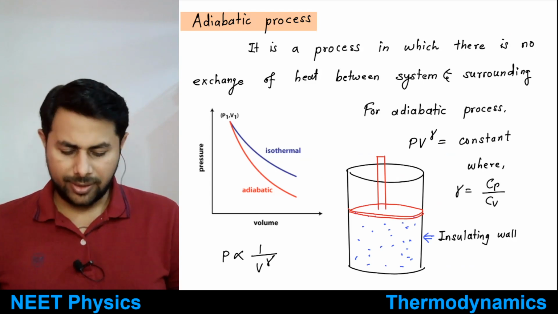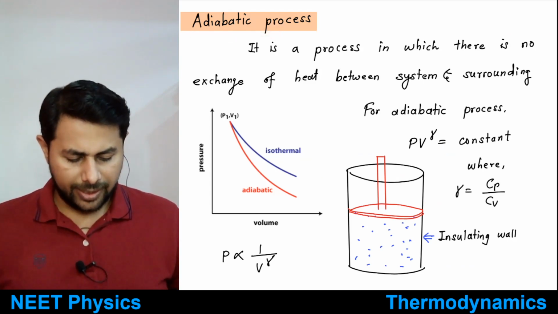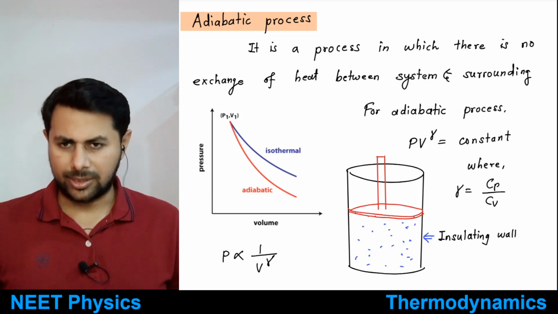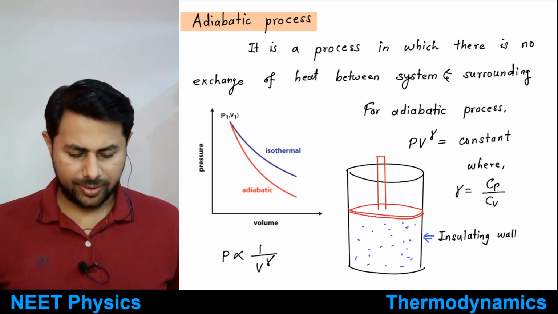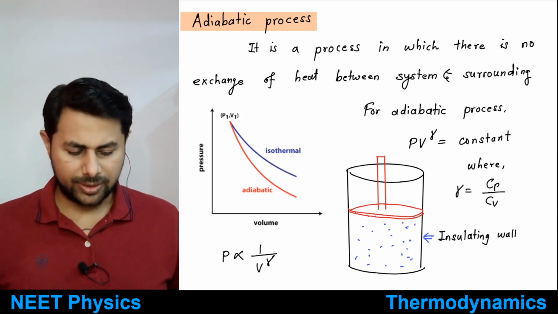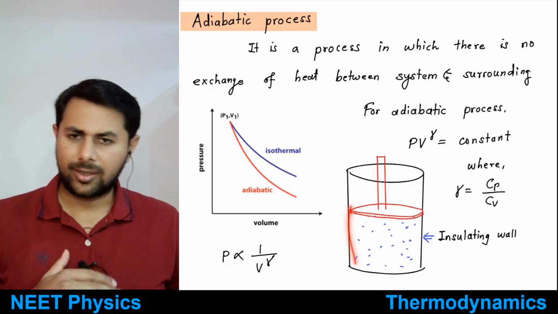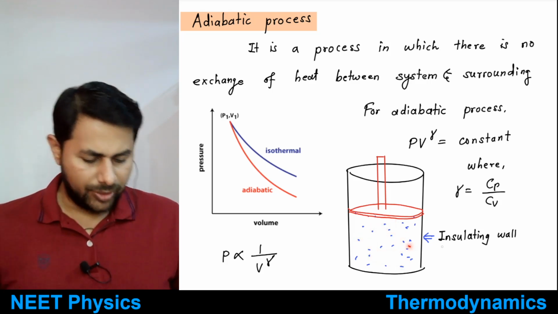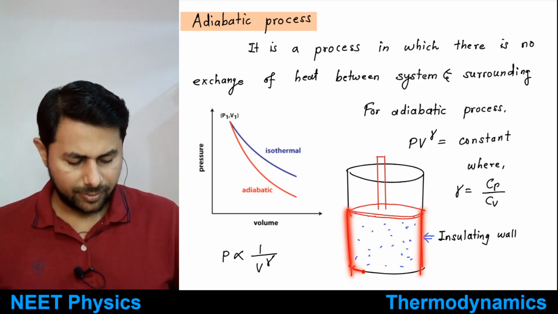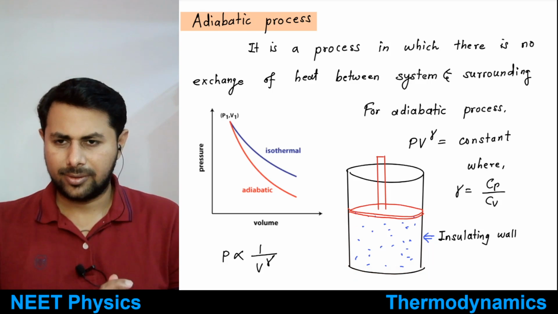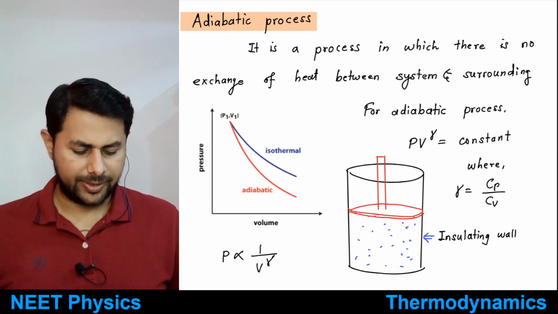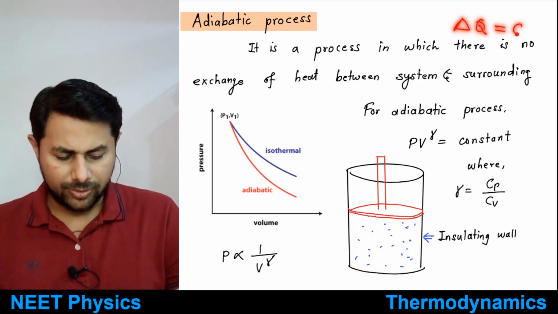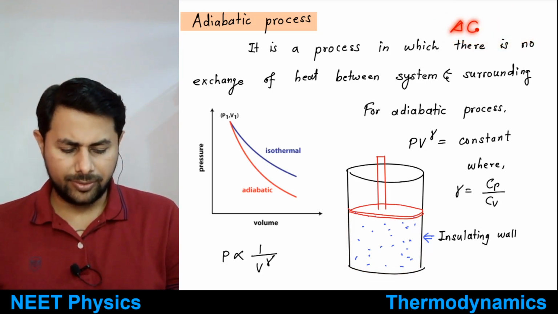All right, let's see the next one, the adiabatic process. What is an adiabatic process? The adiabatic process is the one in which there is no conduction of heat from the system to the surrounding or from the surrounding to the system. Suppose you take expansion or compression of this gas under adiabatic conditions. Adiabatic means there is no exchange of heat, so the system must be insulated from all sides, from this side, that side, that side. So here delta Q is equal to 0.